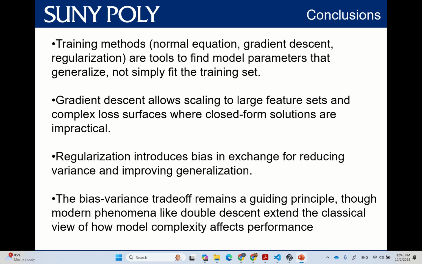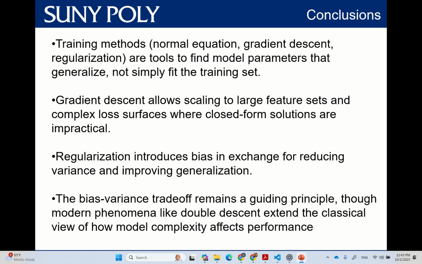All right. So in this presentation, we discussed different training methods, like the normal equation, which is a closed form solution, and gradient descent, which is very flexible. It's not just for machine learning. It's used in different settings. You can use gradient descent when you're trying to optimize. Then regularization, which helps us to reduce overfitting, right? We covered different techniques: lasso, ridge, and also the ElasticNet.